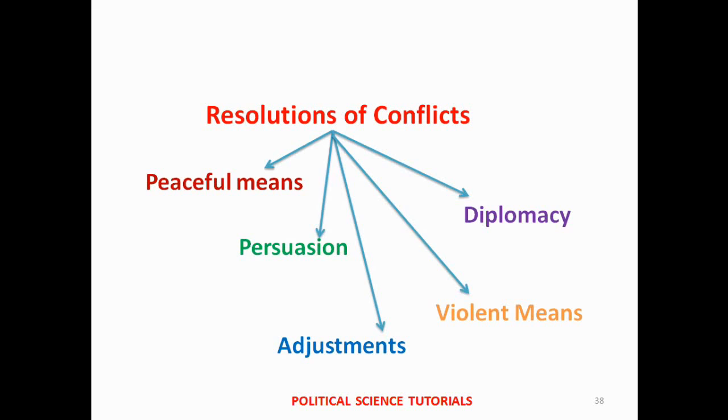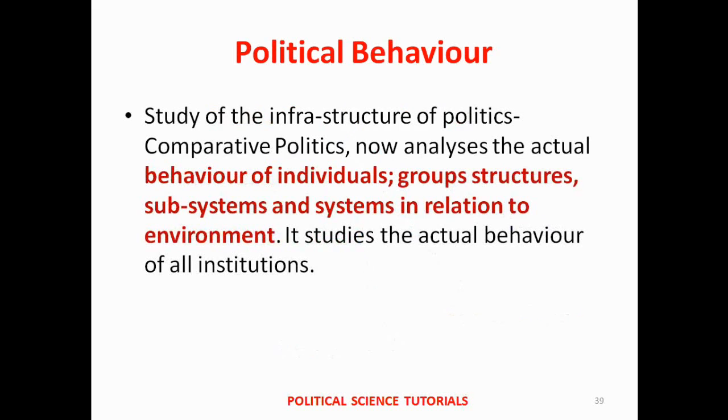Now the second point is political behavior. The analysis of human or group or institutional behavior was introduced in the study of politics in the decade of 1920s. Easton used this concept of political behavior in his theory of systems analysis, and he defined political behavior as authoritative allocation of values in wealth, power and status.